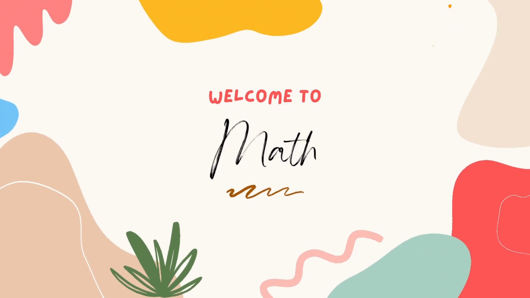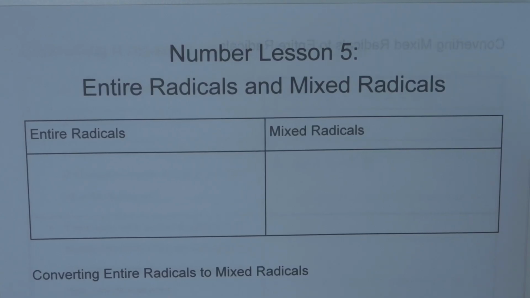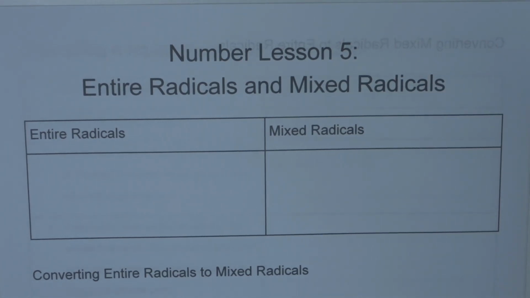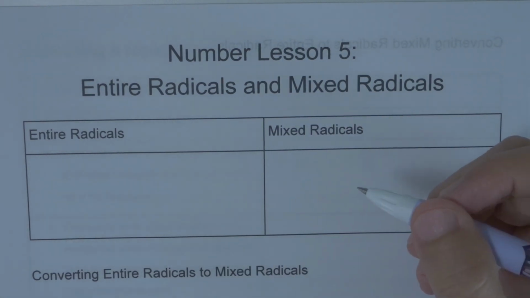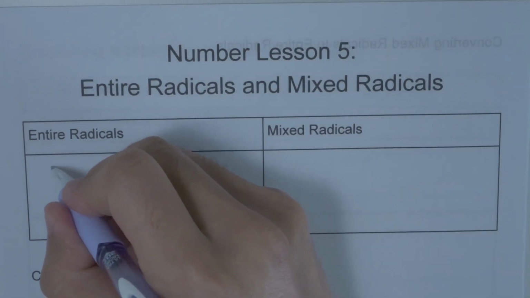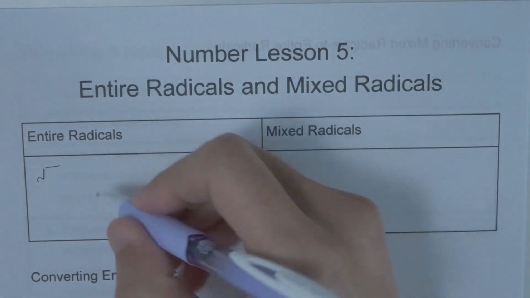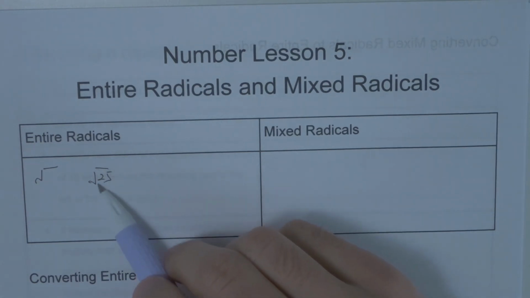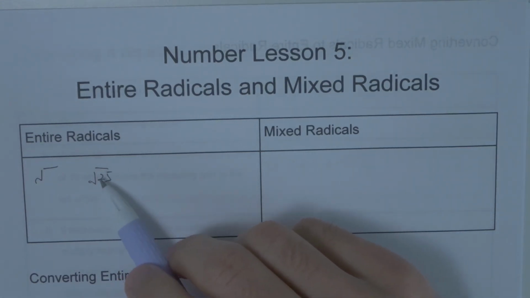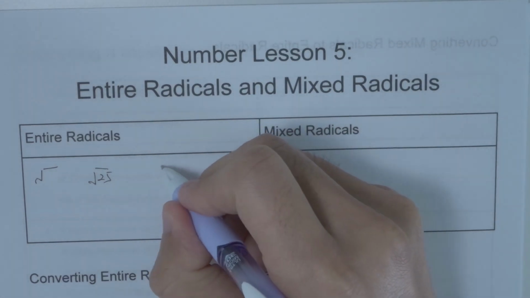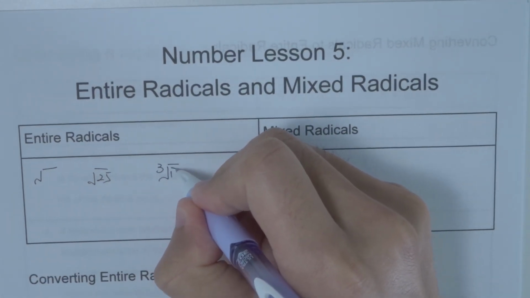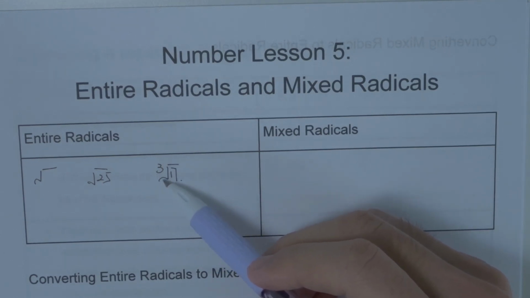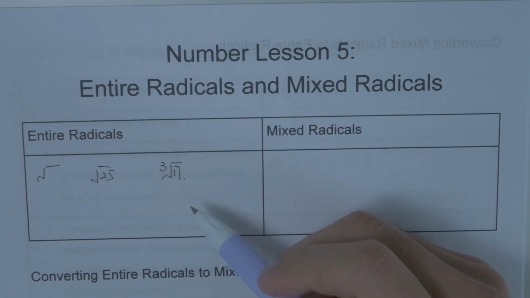Let's start our lesson. Lesson 5, entire radicals and mixed radicals. First, let's clarify what entire radicals are. An entire radical is a number entirely under the root symbol, for example, square root 25, or cube root of 17. So this 17 is totally under the root symbol. So this is an entire radical.